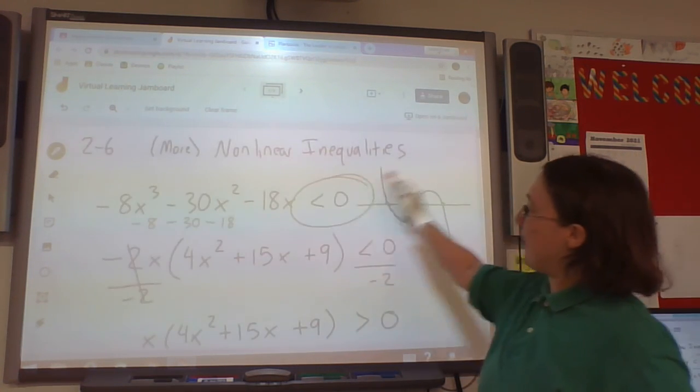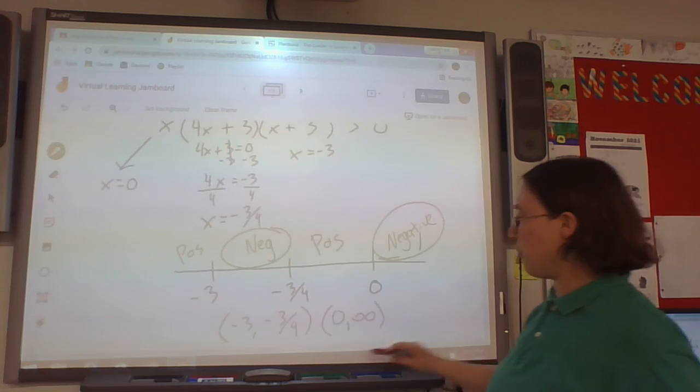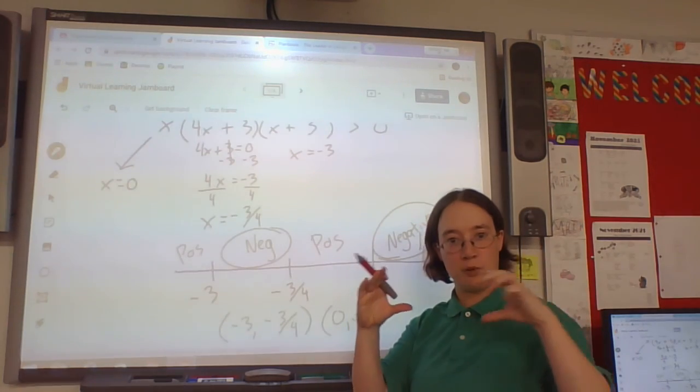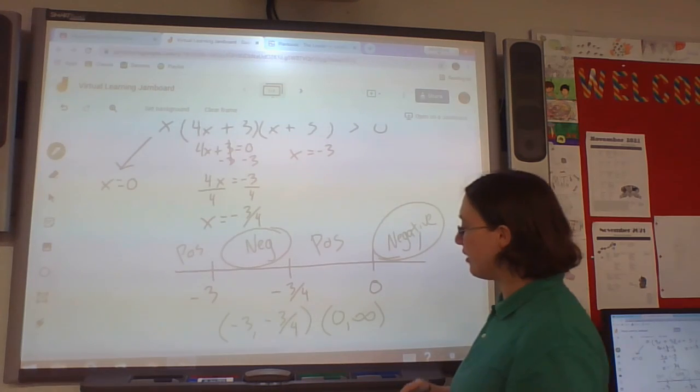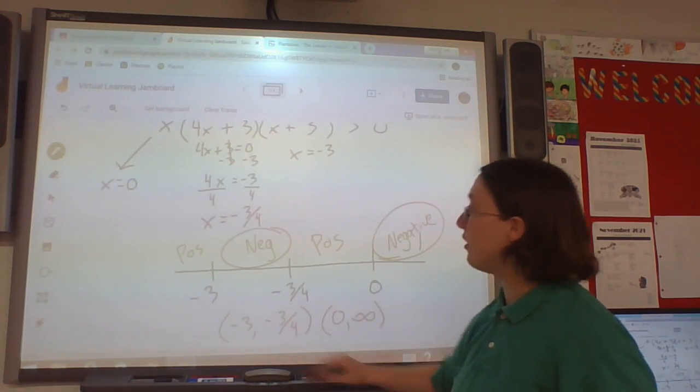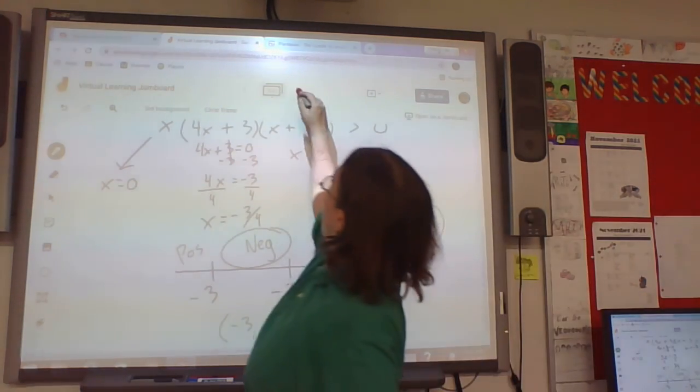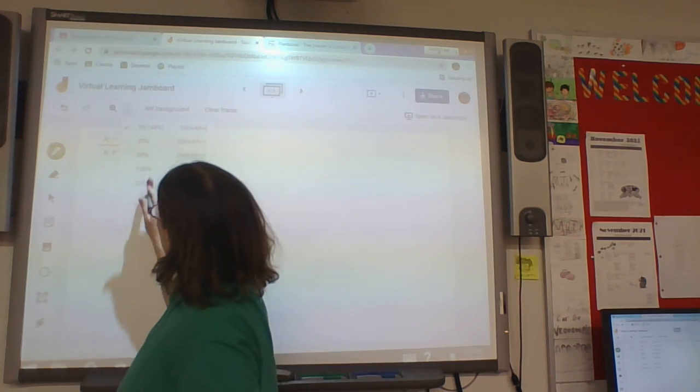And since this was a less than rather than a less than or equal to, that's why we've got those parentheses rather than brackets. If it had an equal sign under it, then they'd be brackets instead, because we want to include those points. Okay, now, over to the fraction ones.